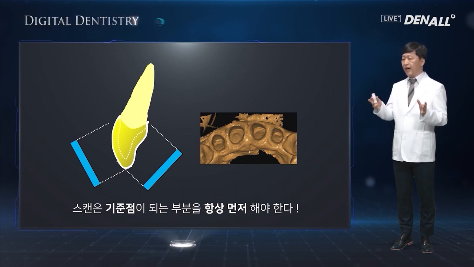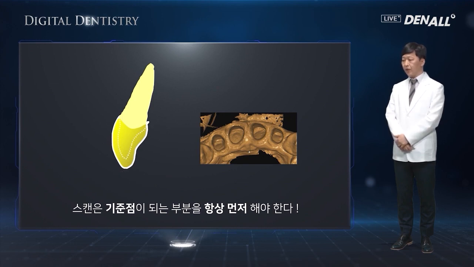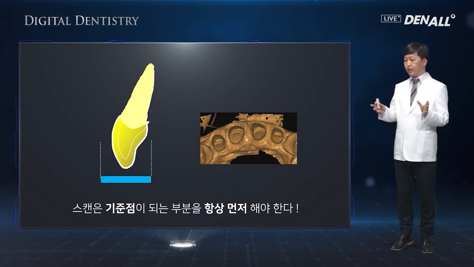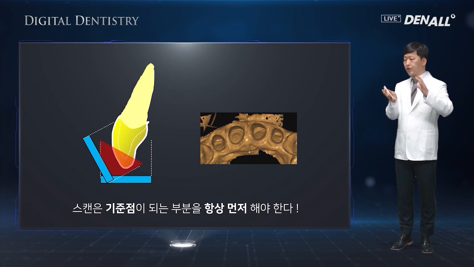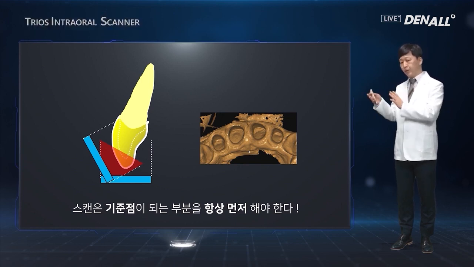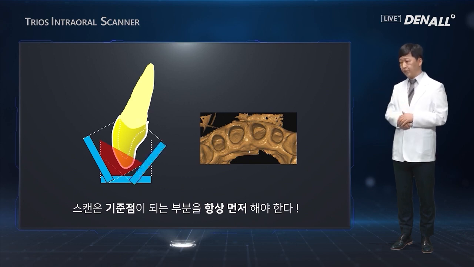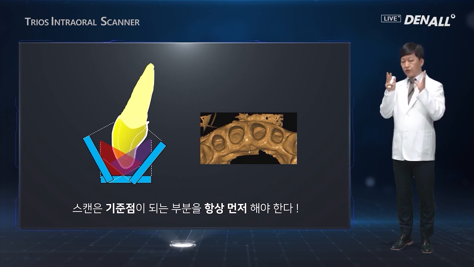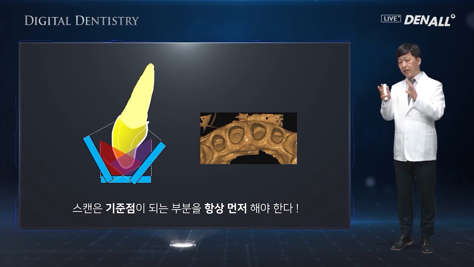The reference points of the scan need to be scanned first. So incisal scanning should be done first, and then change the angle a little bit. So we need to scan with overlapping areas. Then we'll be able to connect the images. We need to remember that in the anterior region, the incisal edge should be scanned first, followed by lingual and buccal side.